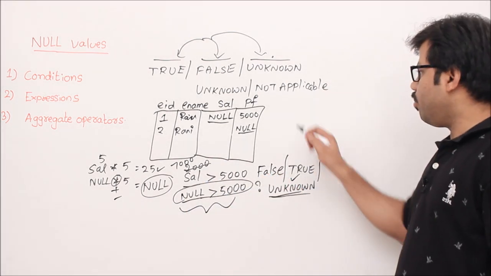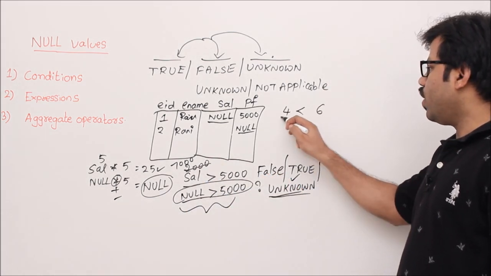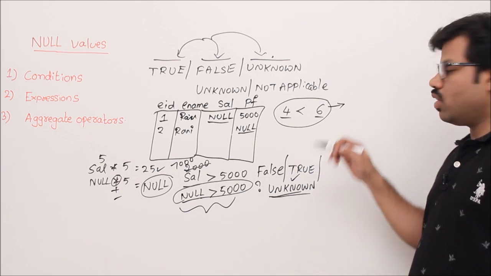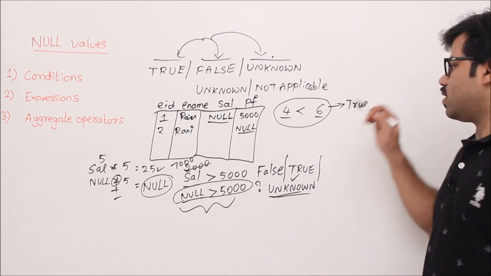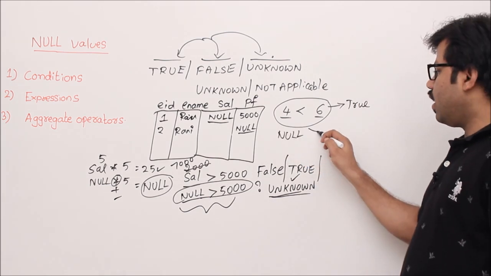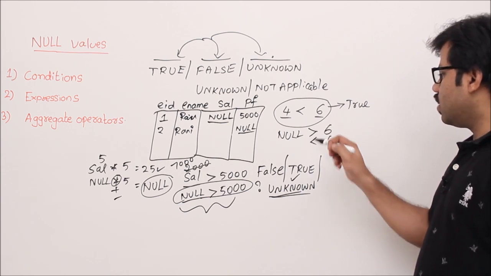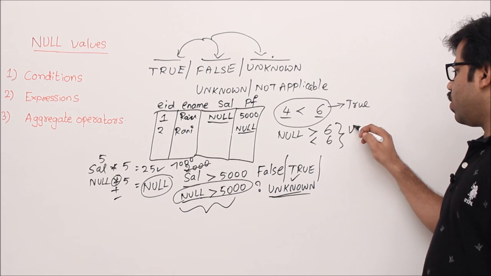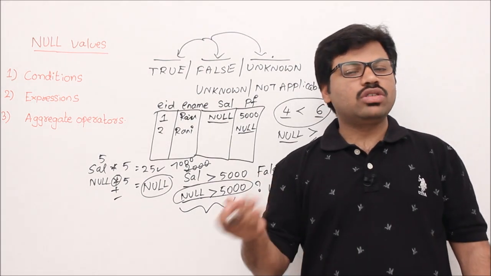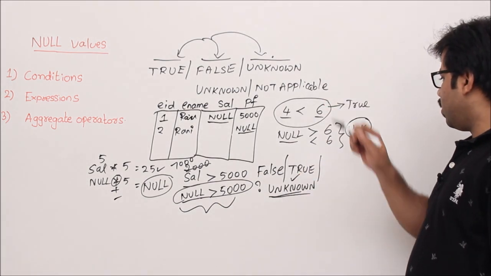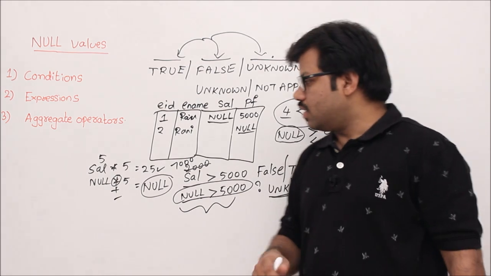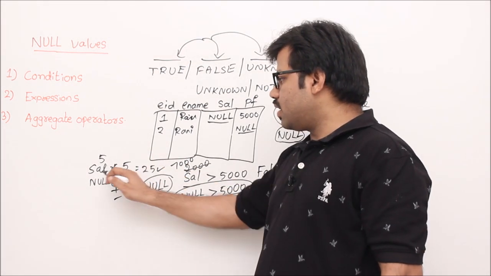There is a difference. For example, if you write 4 less than 6, 4 is a value, 6 is a value, and this expression is evaluated to a truth value, which is true, correct? Similarly, null is actually a value. Null greater than 6 or null less than 6, all these expressions are evaluated to unknown. That is the difference between unknown and null. Usually, most of the time, you get the unknown element because of conditions which involve null values. Second thing, in multiplication, for example, there is a multiplication of salary into 5.